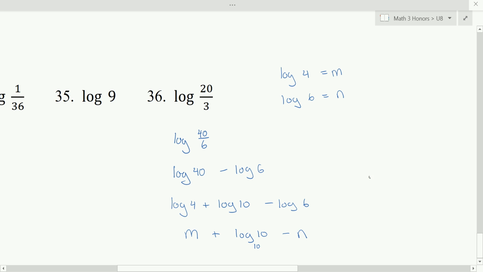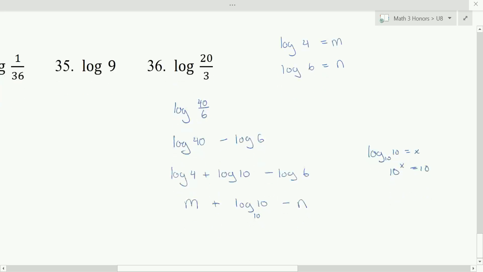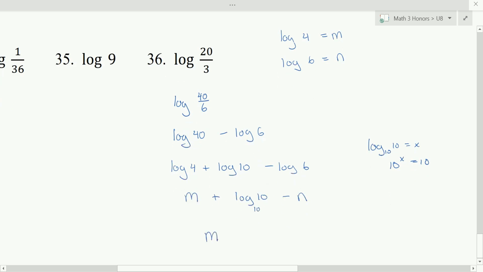And if I look at log base 10 of 10, and I set that equal to x or something, that's asking the question, 10 to what power is 10? Well, that's 1. So now we have m plus 1 minus n. And that would be considered in terms of m and n. So you're wanting to get rid of all the logs and write your answer something like that.